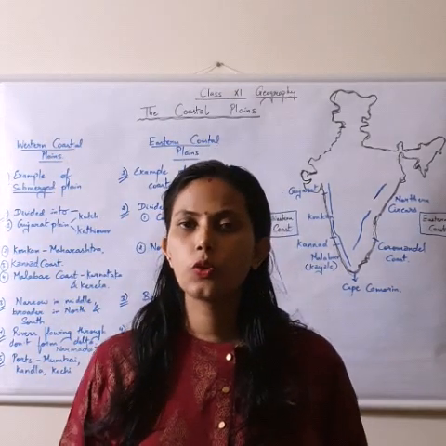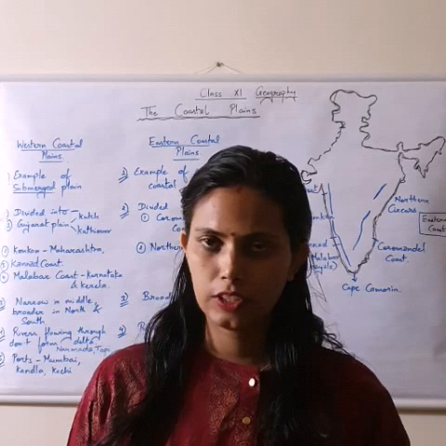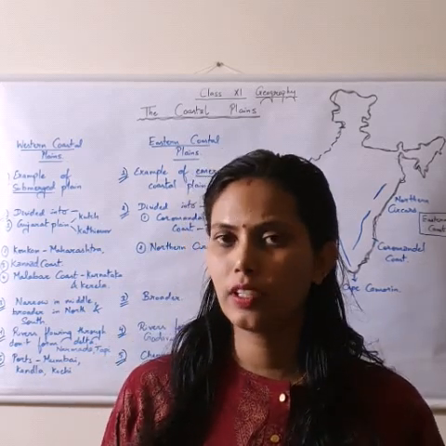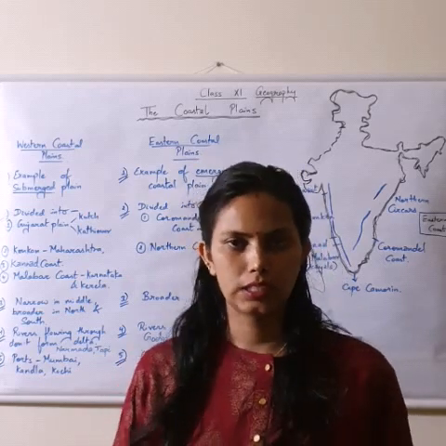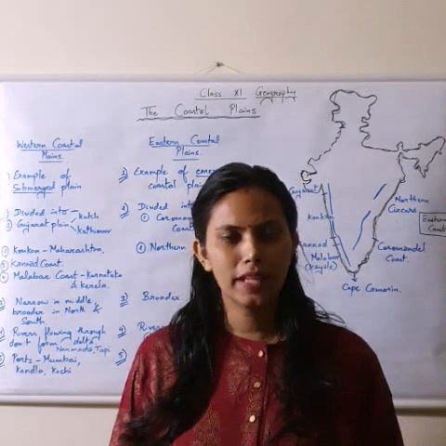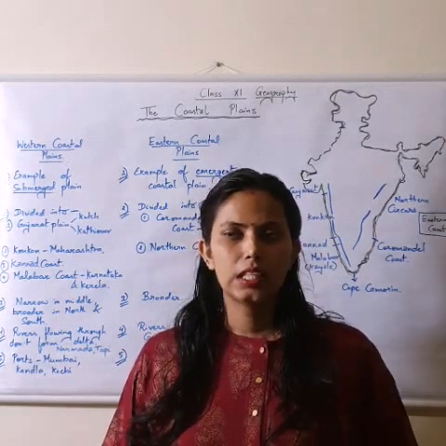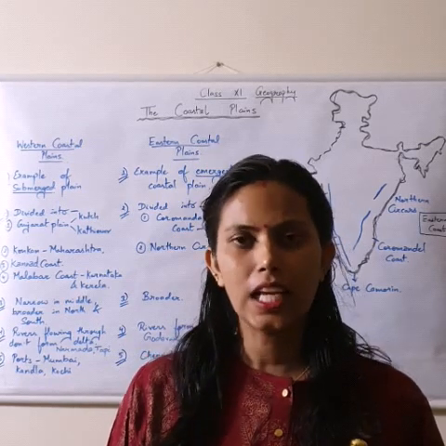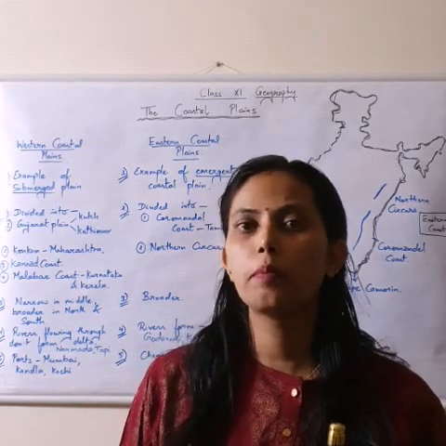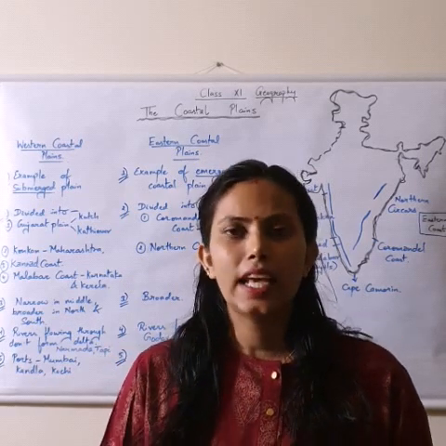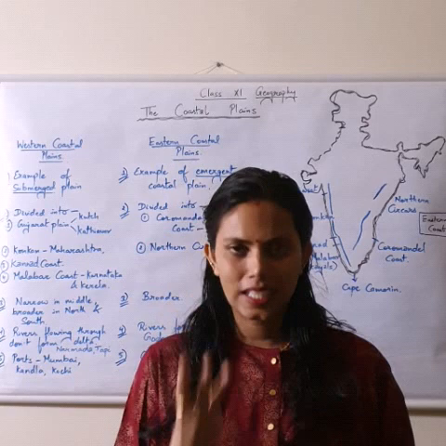Okay, so out of the six major physiographic divisions of India, one is the coastal plains. Now, coastal plain means, we already know that India is a peninsular country. India is called a peninsular country because India is surrounded by water from three sides.